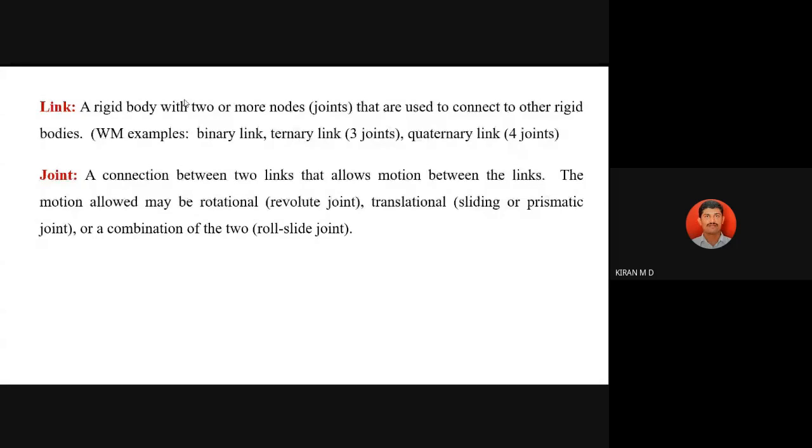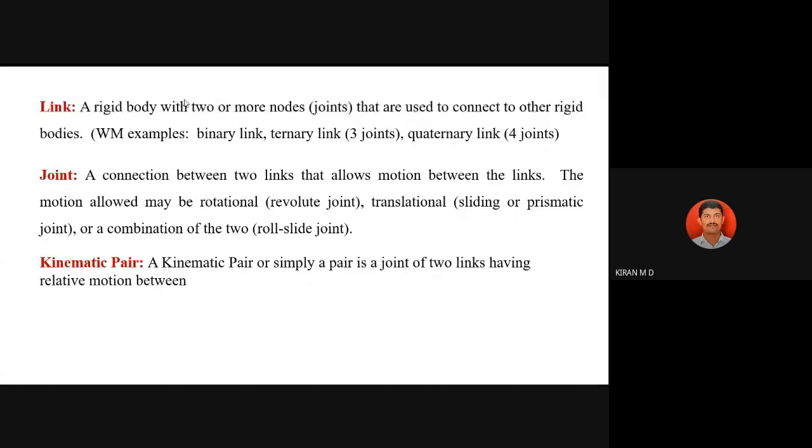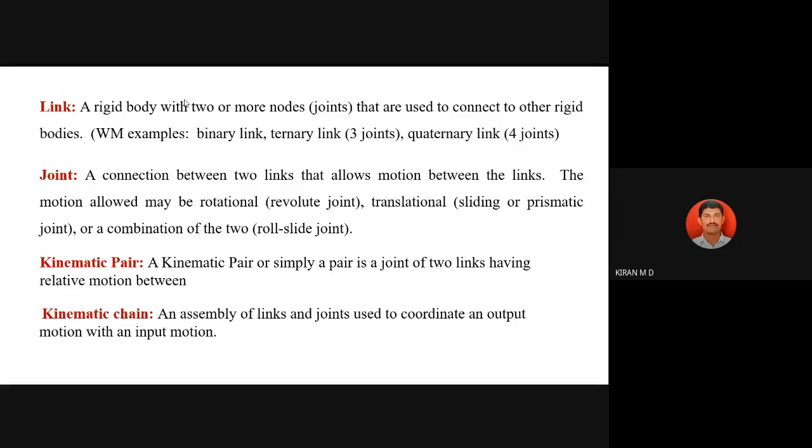Okay. The motion allowed may be rotational, translation, sliding or prismatic joints, or a combination of two: rolling, roll-slide, or cylindrical joints. Okay. So next, another important parameter is the kinematic pair. A kinematic pair, or simply a pair, is a joint of two links having relative motion to each other, or we can say how it will transmit the motion. Based on the relative motion that kinematic pairs have, we are going to classify the kinematic pairs.